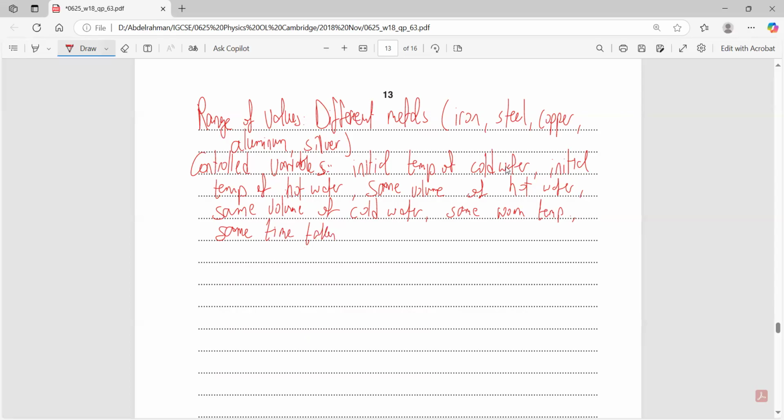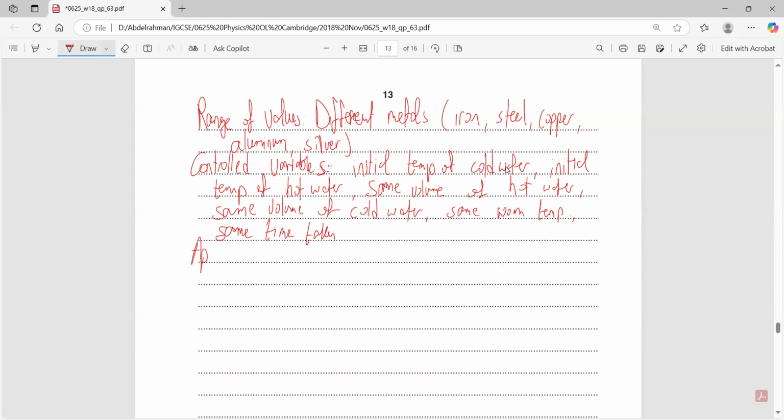Therefore, the final temperature of the cold water. We don't care about the final temperature of the hot water. This is not an experiment to test the rate of cooling of hot water. This is an experiment to test the rate of heating of cold water. Why? Because you have the conduction, or basically we want to check the conduction of the metals. Same time taken. These are some of the controlled variables.